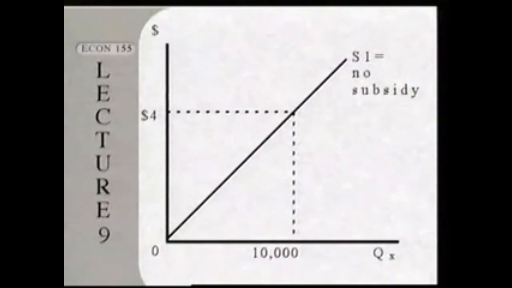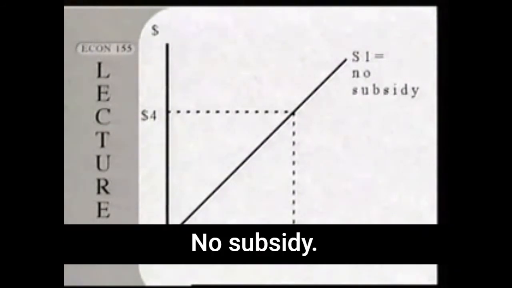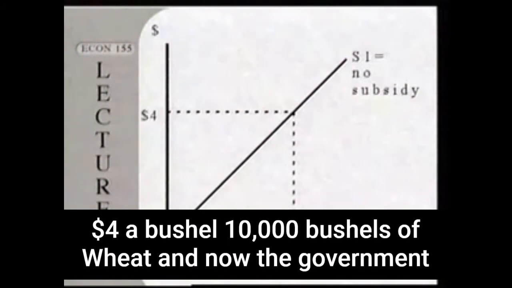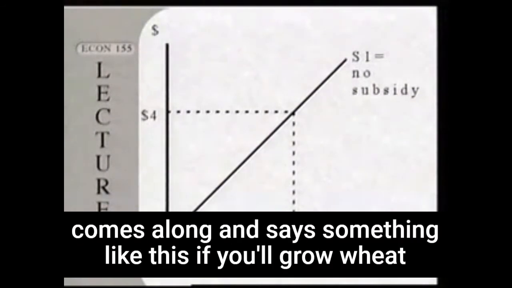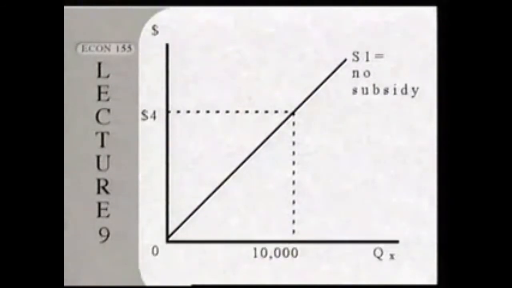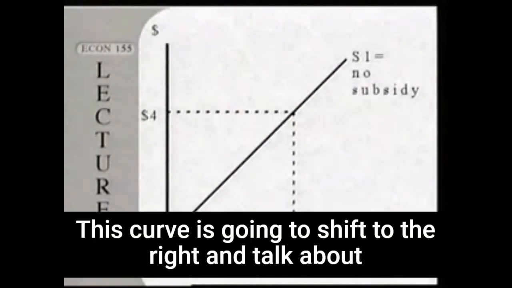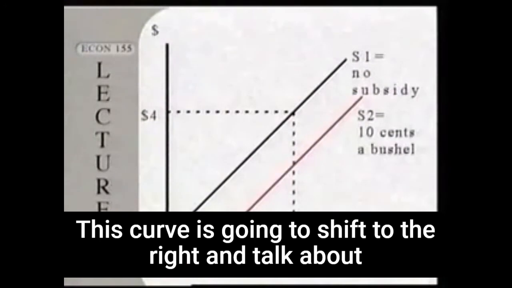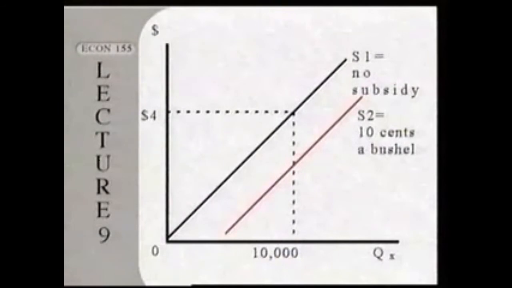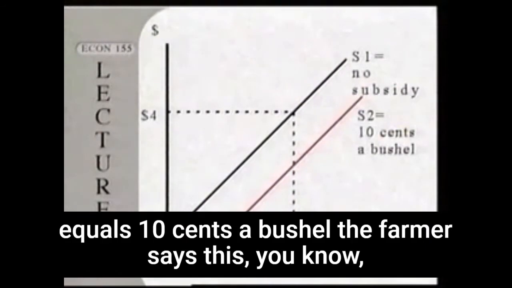No subsidy. $4 a bushel, 10,000 bushels of wheat. And now the government comes along and says something like this: if you'll grow wheat, we'll give you 10 cents a bushel. This curve is going to shift to the right. We'll talk about why in just a second here. S2, subsidy equals 10 cents a bushel.